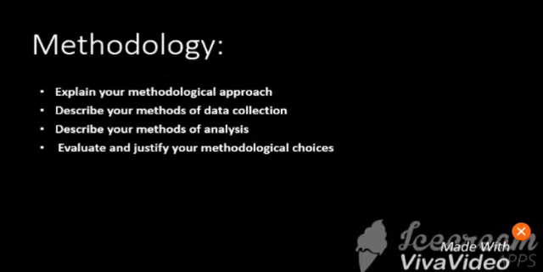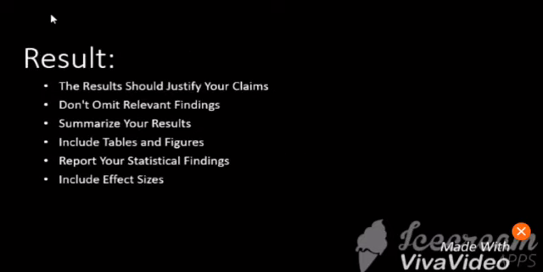Now the methodology section, in which we first learn what methodology is. A research methodology involves specific techniques that are adopted in the research process to collect, assemble, and evaluate data. It defines those tools that are used to gather relevant information in a specific research study. First, you explain your methodological approach, then describe your methods of data collection, describe your method of analysis, evaluate and justify your methodological choices.